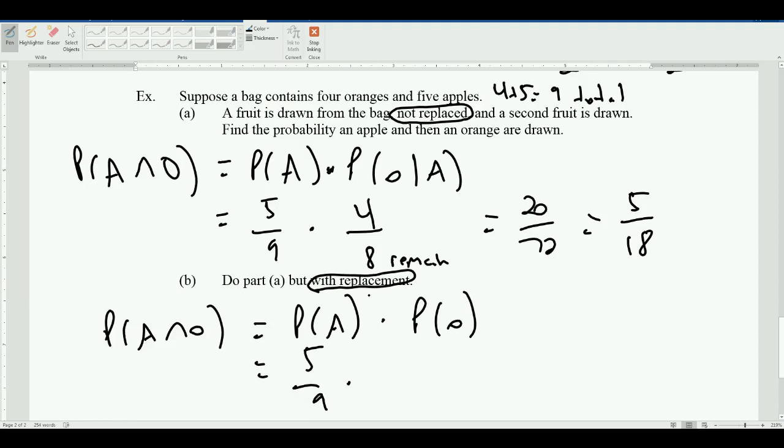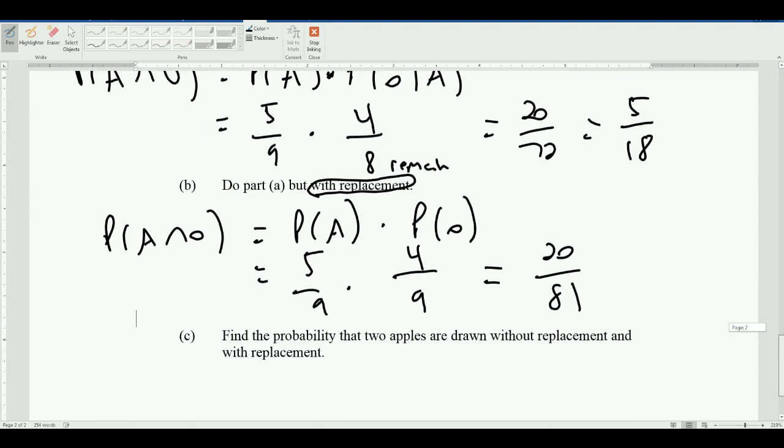Then we're going to put it back in. Once you put it back in, there's 9 fruit. See that? And 4 of those are oranges. See the difference? Once you put it back in, we still have 9 fruit total. So now we multiply straight across. 5 times 4 is 20. 9 times 9 is 81. That does not reduce. And we're done with that one.